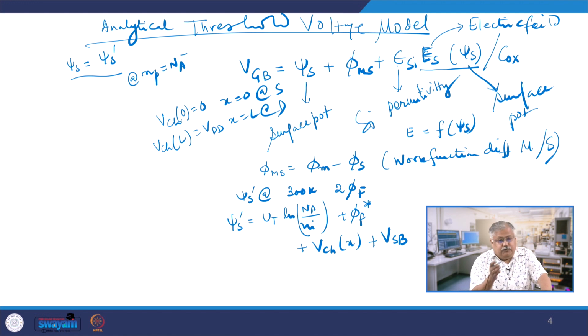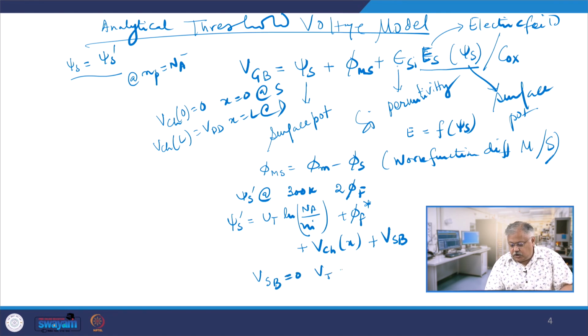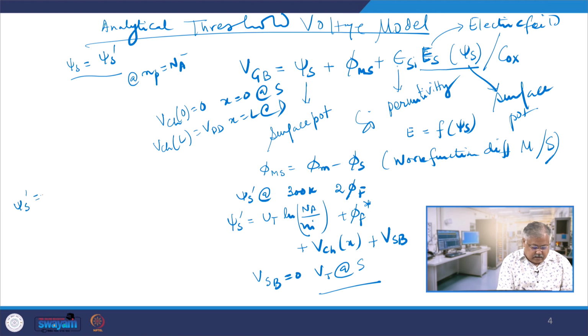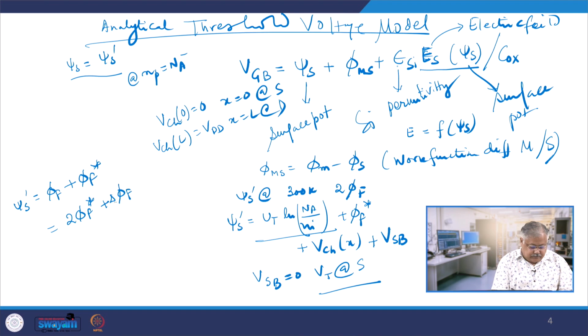Now, we need to evaluate the threshold voltage at x equals 0 at the channel, and we will assume that source to bulk is approximately equal to 0. So, VSB will be equal to 0, and we are trying to find out the threshold voltage at the source. That is what we are trying to do. The threshold voltage which you will get will be given by psi s equal to phi f plus phi f star, which you see here, and this will be approximately equal to 2 phi f star plus delta phi f, and this will also be referred to as 2 phi f minus delta phi f.